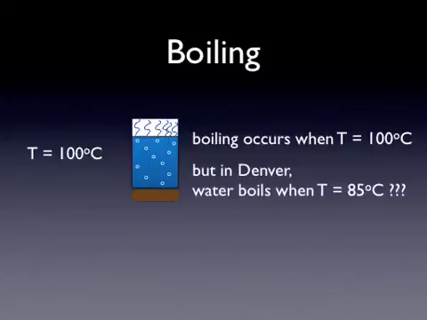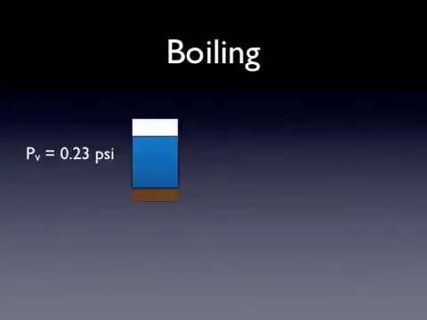So how can this be? How can you have water boil at a low temperature? Temperature is actually not the best way to describe boiling. So let's talk about this a different way. When you start with water at room temperature, it has a vapor pressure of 0.23 psi.